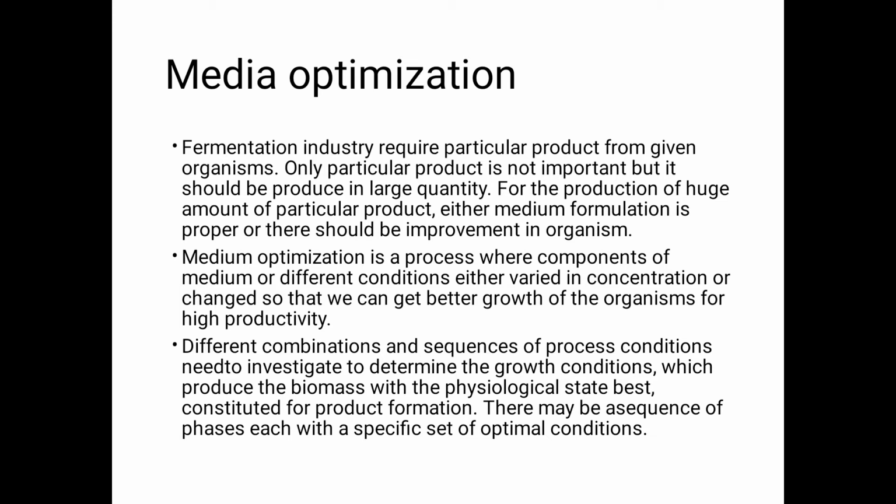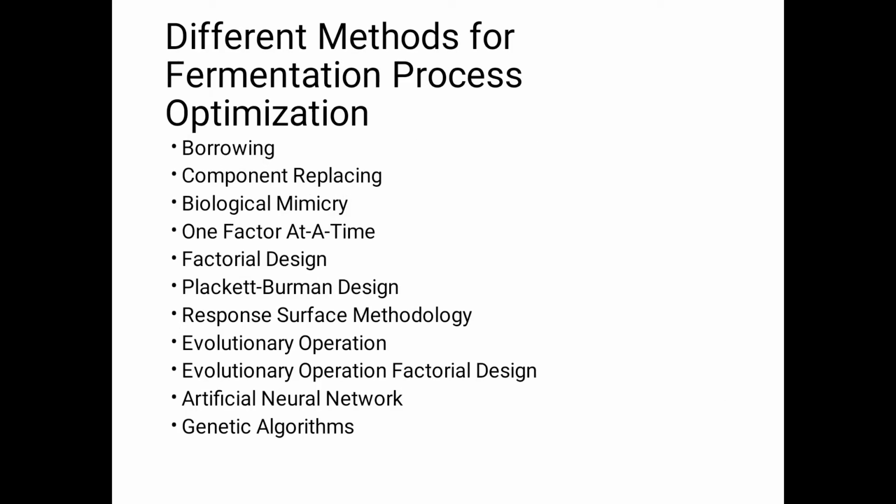So it is a process where the components of media or different conditions are varied in concentration or changed, so that we can get a better growth or a better result of the organism for high productivity. There are different methods for media optimization. That is borrowing, component replacing, biological mimicry, one factor at a time, factorial design, Plackett Burman design, response surface methodology, evolutionary operation factorial design, artificial neural network, and genetic algorithms.